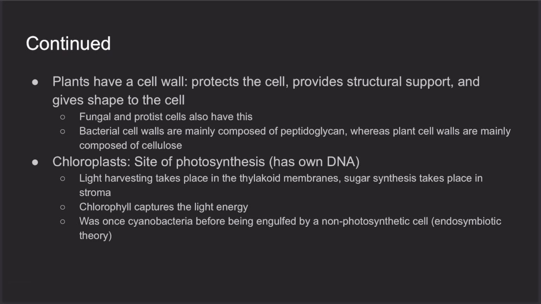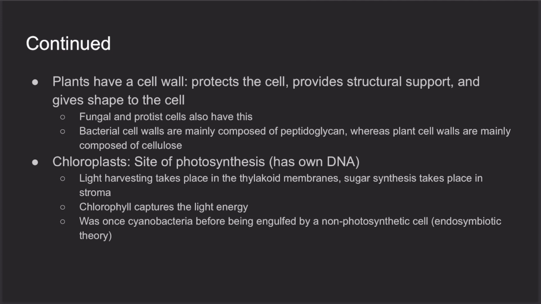Okay, so plants also have a cell wall, right? Animals do not. Plants do. This protects the cell, provides structural support, and gives shape to the overall plant cell. Fungal and protist cells also have this. Notably, though, the bacterial cell walls. If the bacteria has a cell wall, it's mainly composed of a component called peptidoglycan. If you've taken Biz2C, you would know what that is.